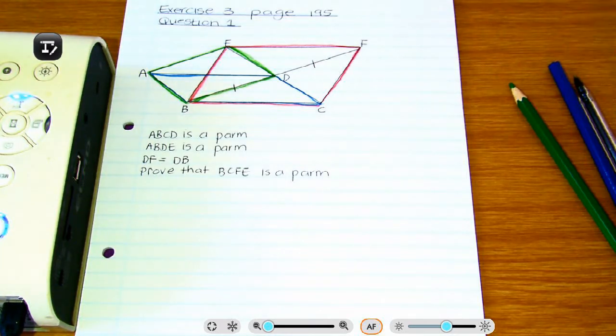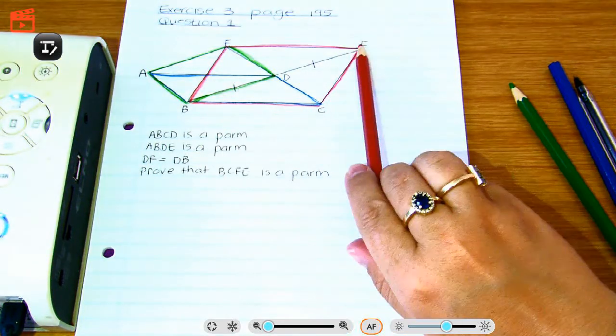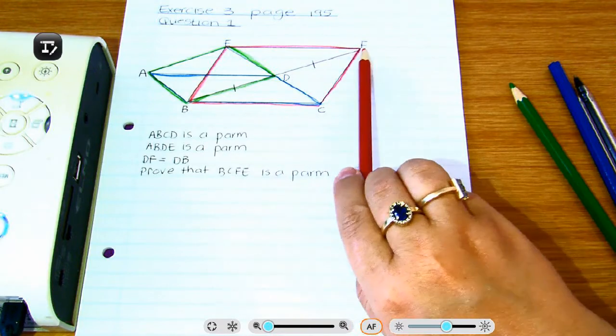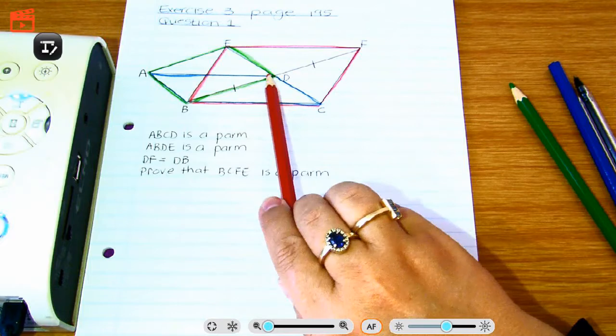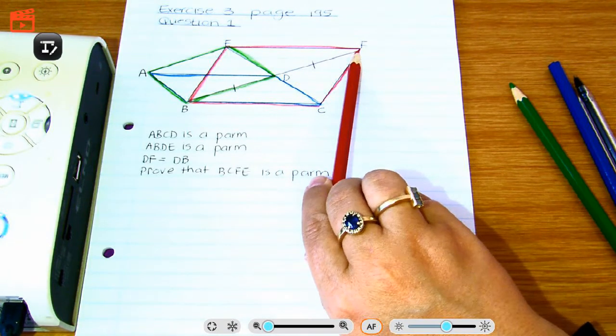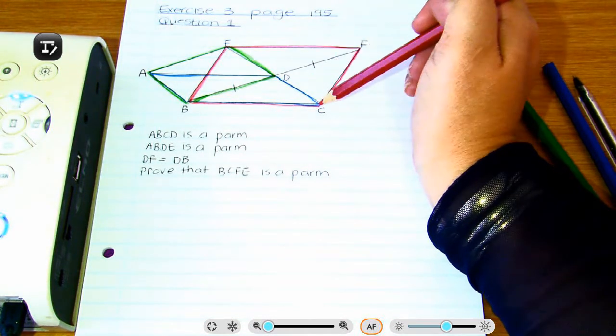So if I look at this parallelogram, I can see for E, B, C, F, I already can see that my diagonals, BD is equal to DF, that's given. And what I need to basically prove now is that ED is equal to DC.